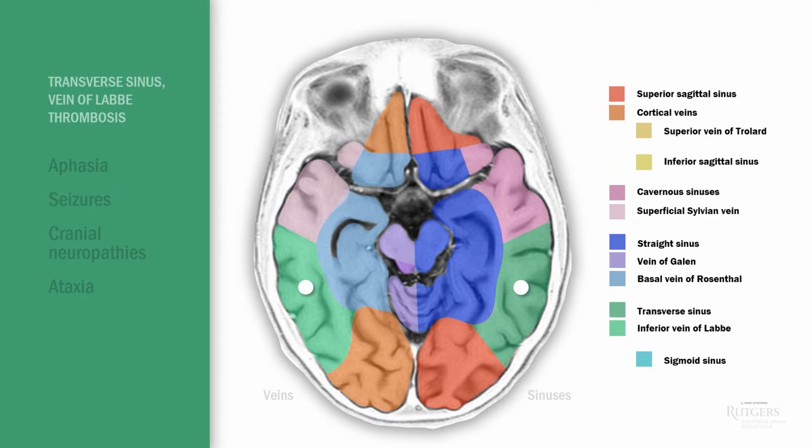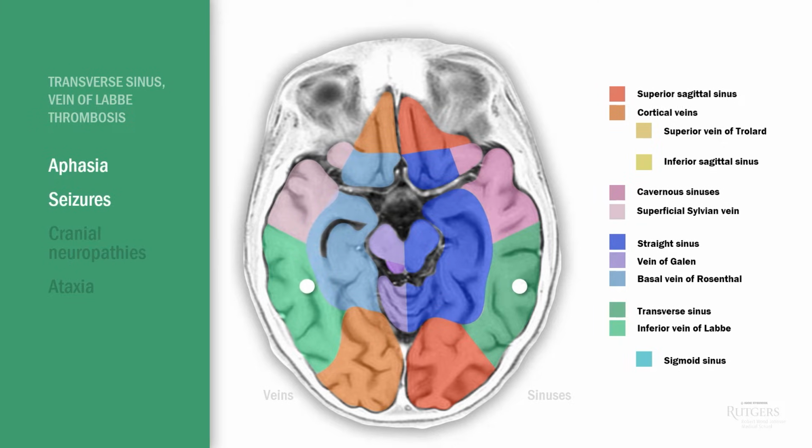Inferior temporal lobes are drained by the inferior vein of Labbe and the transverse sinus. Another mnemonic for you: Trolard is top, but Labbe is low. As we discussed before, transverse sinus thrombosis is common. It usually presents with isolated headache, unless it causes a venous infarction. And the venous infarction, because of thrombosis of the dominant transverse sinus in the vein of Labbe, may cause aphasia. Any venous infarction can also cause a seizure.